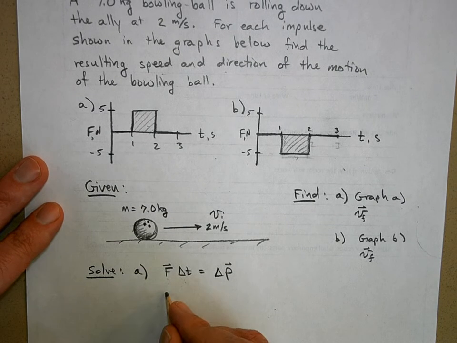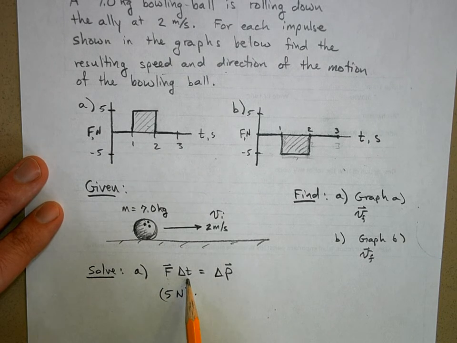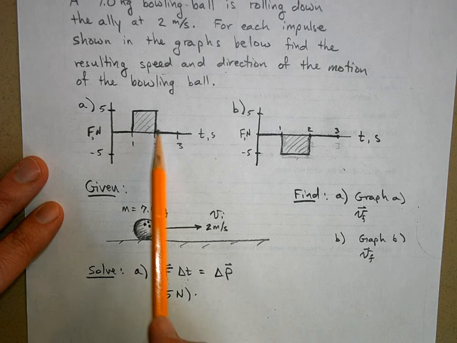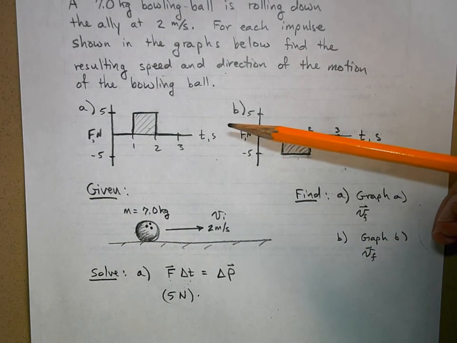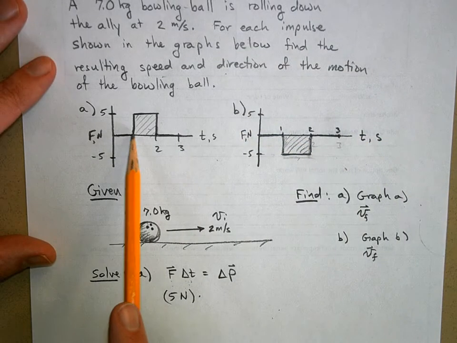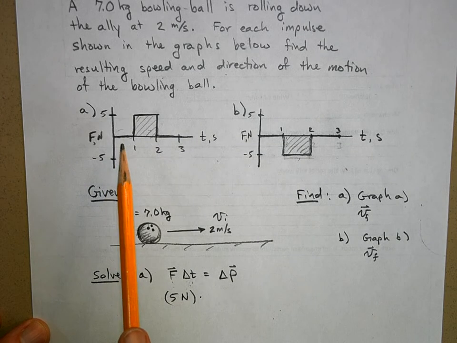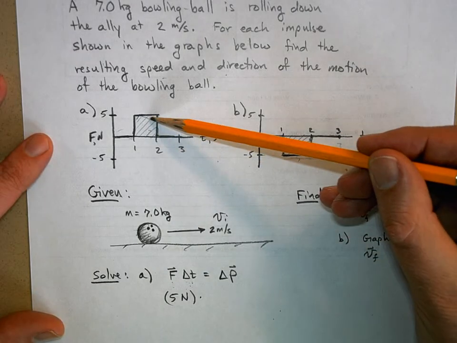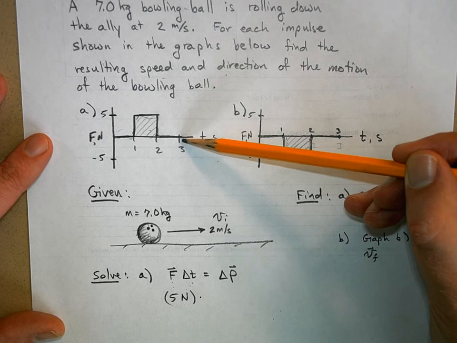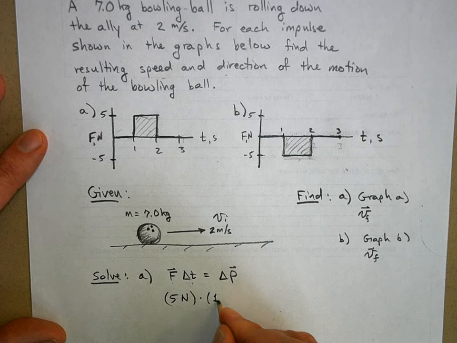So this is 5 newtons times, now how much time was this force applied? For 1 second. Now somebody's going to accidentally put 2 seconds there, but what's the problem with that? Well, for the first second, it wasn't applying any force. The force was 0, so nothing was happening. The bowling ball was just doing what it was already doing. Then we applied 5 newtons for 1 second, and then we stopped again. So this delta t, where this force is being applied, is only 1 second.